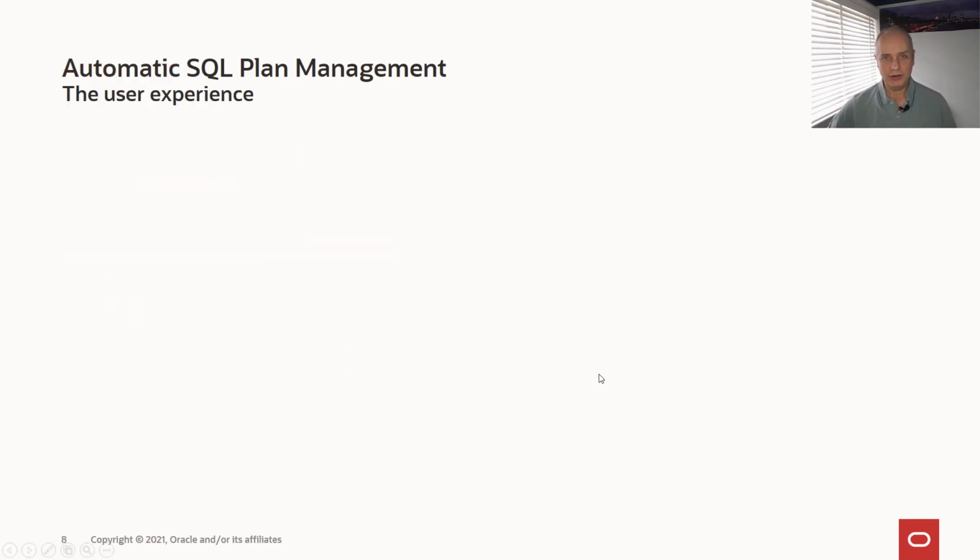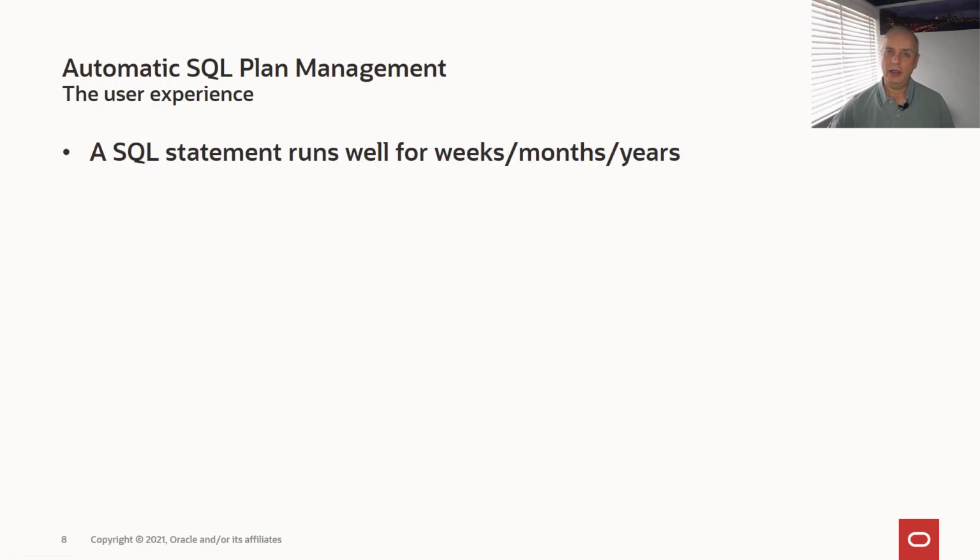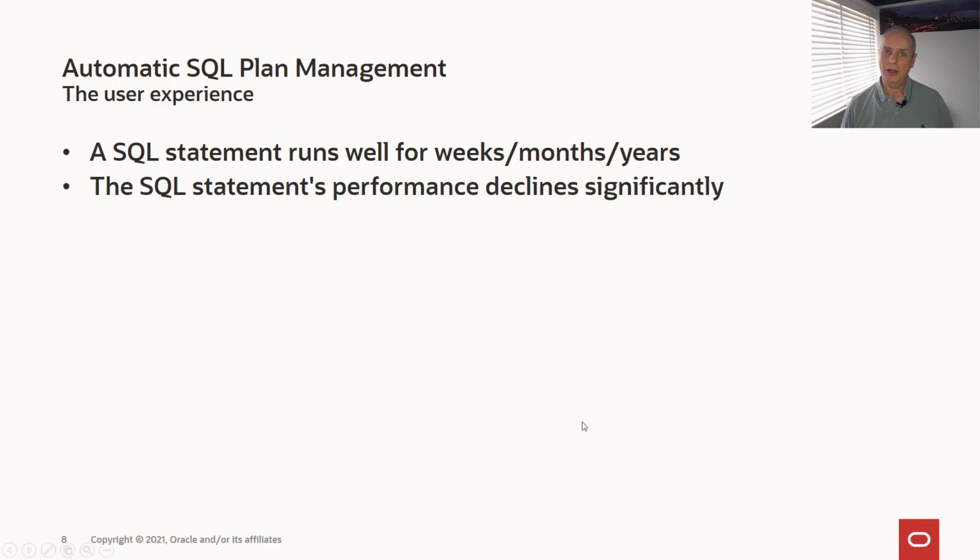So what does the user experience look like with automation? In an autonomous database, you might have a SQL statement that's been running for a long time without any issues. Then suddenly the performance declines significantly.